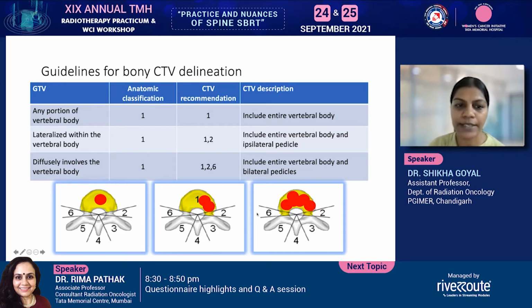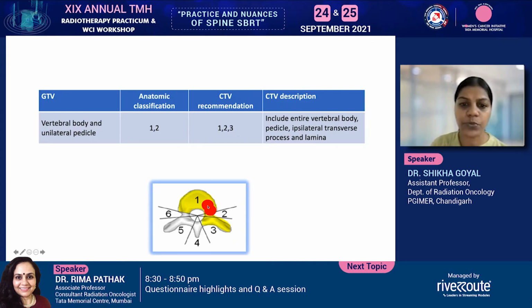So essentially, the part that is involved has to be assessed, and if it is adjacent to another sector, that additional sector has to be included. Usually, as a rule of thumb, we take the involved sector and two adjacent sectors on either side. So this is a disease which was involving sectors 1 and 2. Since sector 3 is adjacent to the involved sector 2, not very distant from the gross disease, it is included in the CTV. Whereas because of lateralized disease, the GTV is far from the opposite pedicle. That is why the opposite pedicle is not part of this CTV.